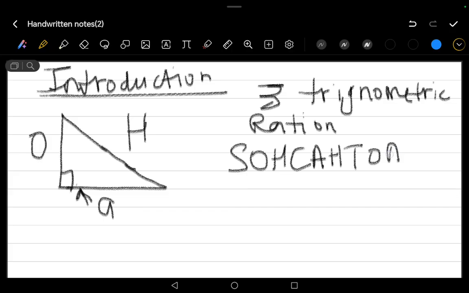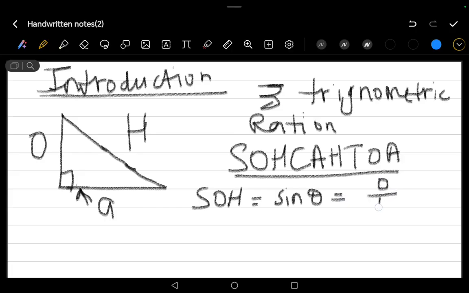SOHCAHTOA, like this. So SOH is for sine, opposite, and hypotenuse. CAH is for cos, adjacent, and hypotenuse. TOA is for tan, opposite, and adjacent. Okay, so this is going to help you remember the trigonometric ratios. SOHCAHTOA. So it's sine theta. Okay, so sine theta is what? It's opposite over hypotenuse. And then we have CAH, which is cos theta.